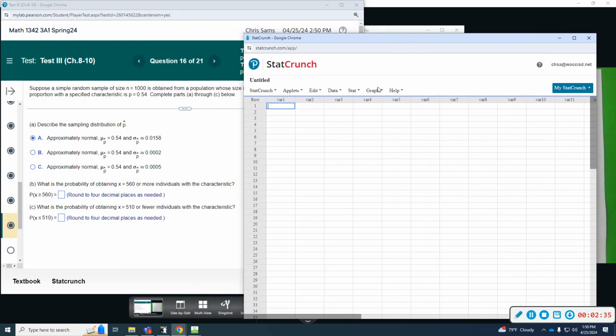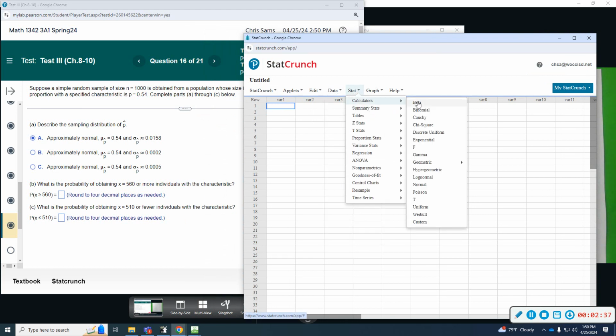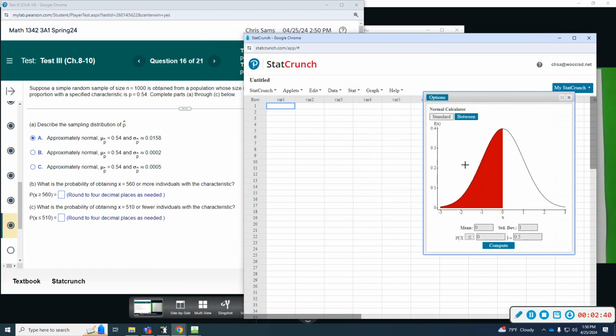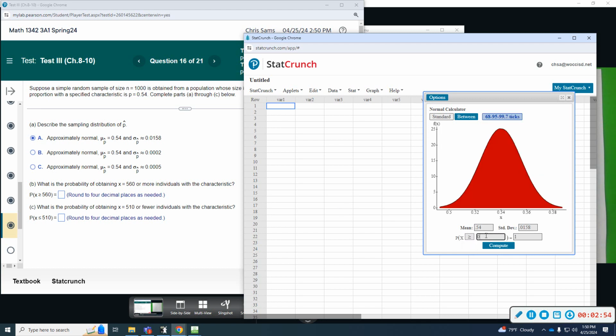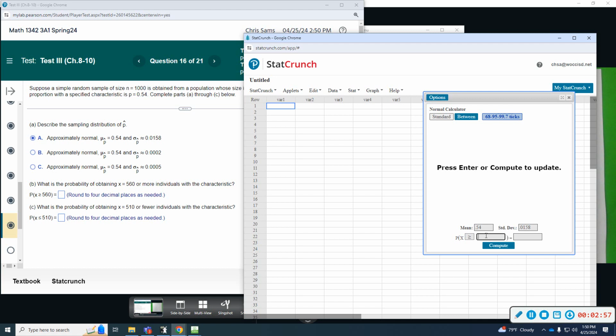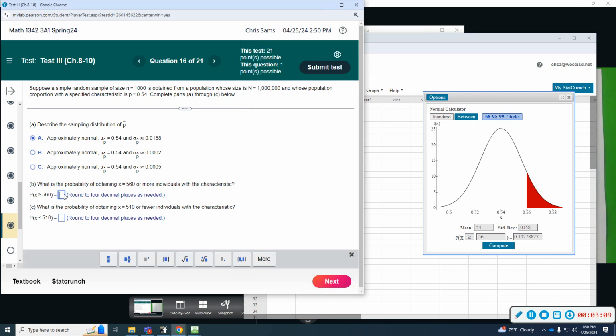StatCrunch, calculator, normal. Mean is 0.54. Standard deviation, we're going to be using 0.0158, rounded value. We want greater than 0.56. And we get roughly 0.1028.